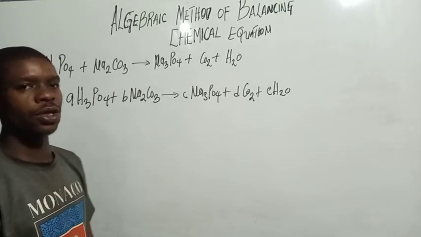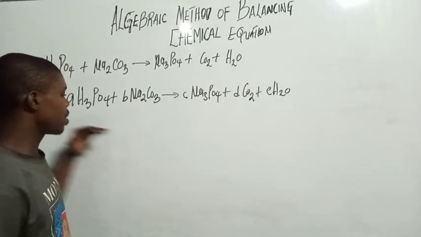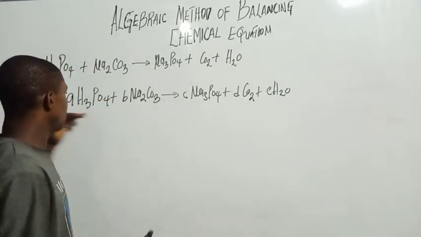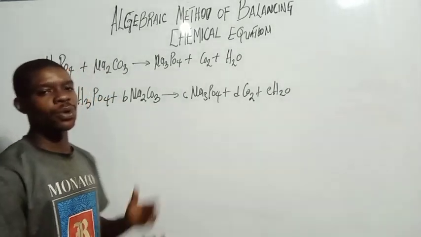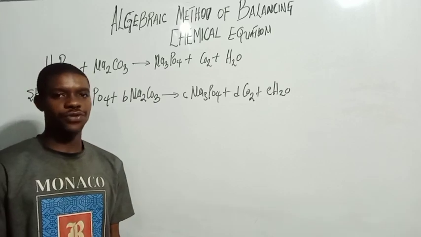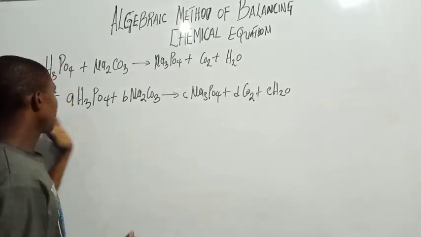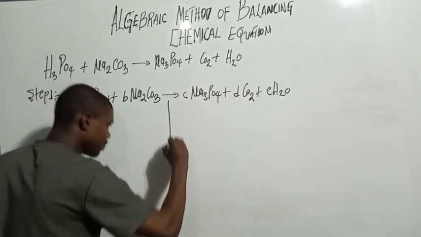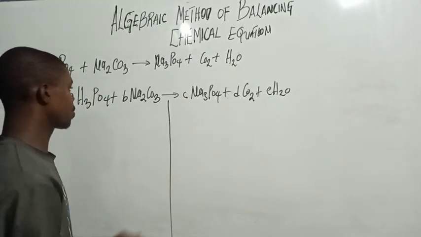Assign alphabets to all the species. I believe you should be able to do this one here. Now you can start with X, Y, Z, any alphabet of your choice, but I prefer using A, B, C, D. So from here now, I'm going to divide this board here so that I'll be able to solve it here.